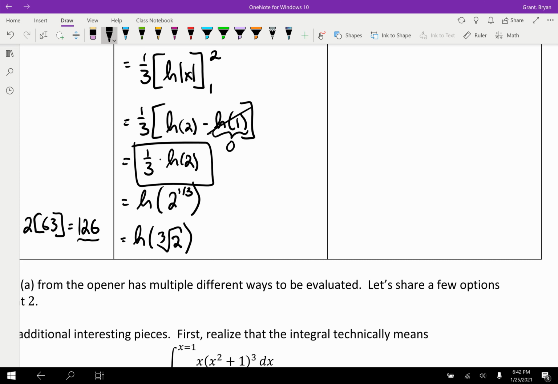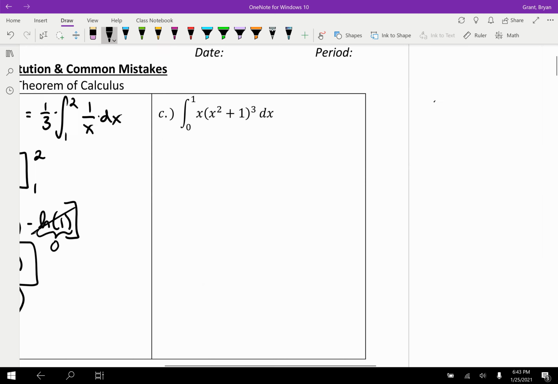I would probably stop here, honestly. But it's never a bad thing to revisit these natural log or general log rules so we don't forget them, because sometimes they do come up. All right, last but not least.